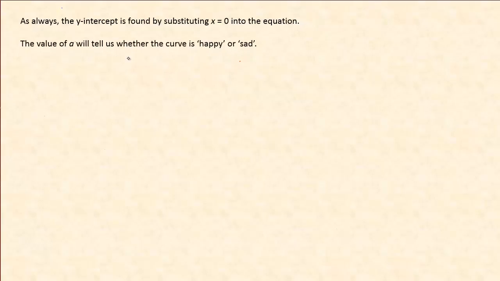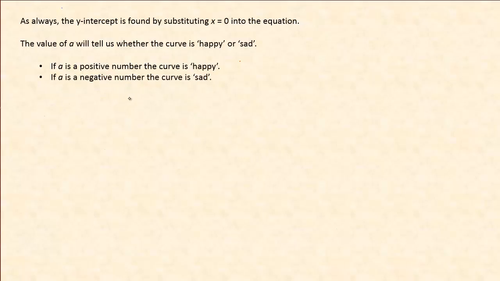The value of a will tell us whether the curve is happy or sad. We found it was 1 here, which is positive. If a is a positive number, the curve is happy, and we've seen that our graph is happy. If a is a negative number, then the curve is sad.